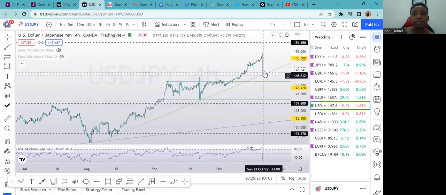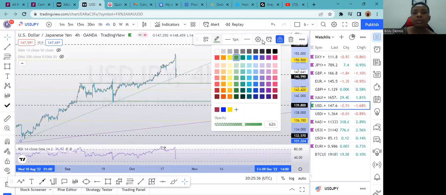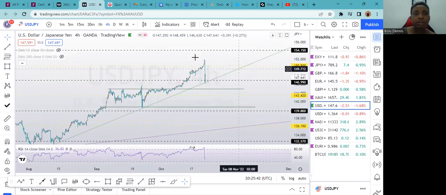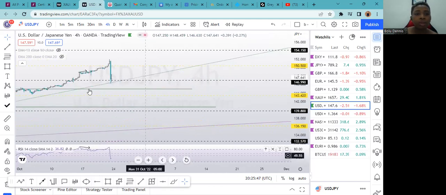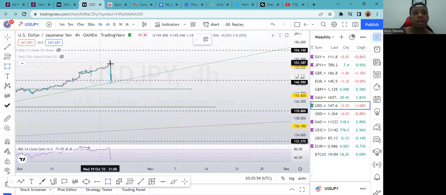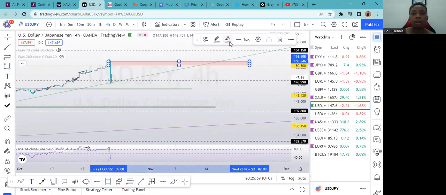It respected and bounced off this trend line. So now, two ways: we wait for a valid break of that trend line, and a break and retest of that trend line on a lower time frame. That would be the confirmed move. For now, a test of this supply order block here.